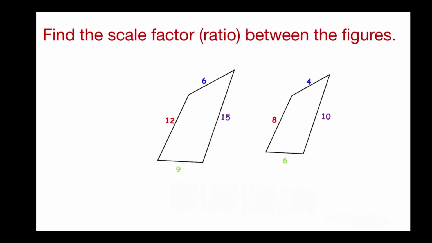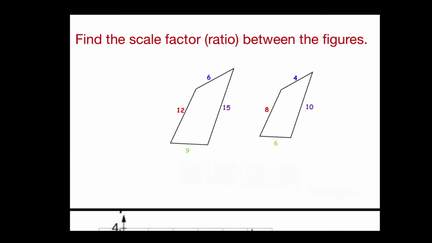So guess what? There can be two different answers. I didn't say from big to small or small to big, right? Usually the question will say from this one to this one, small to big or big to small. In this case, I didn't say, so you got to decide. So we'll look at both of them.